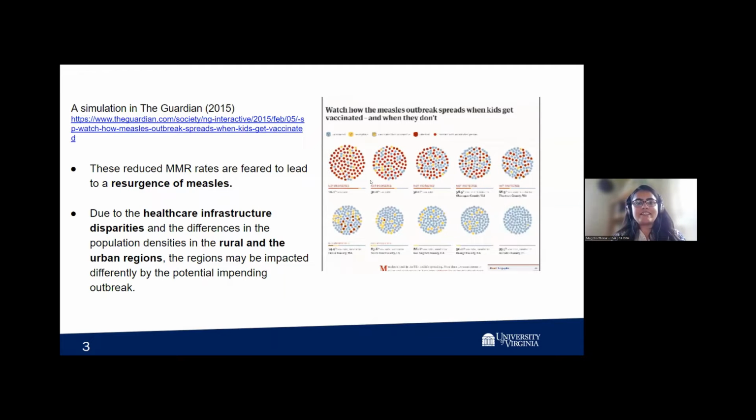Now, I really like this GIF that was published in The Guardian in 2015, where it shows how, as you increase the vaccination rate, you really need a very high vaccination rate for measles to not break out upon any importation.